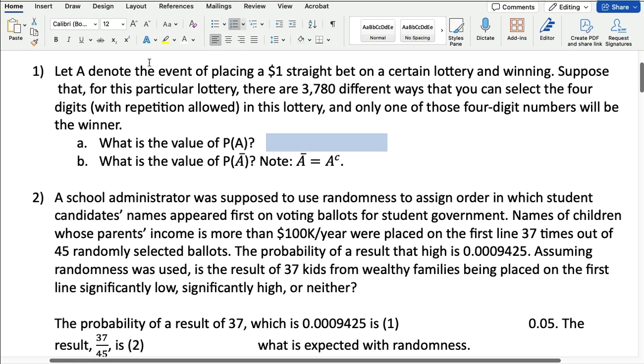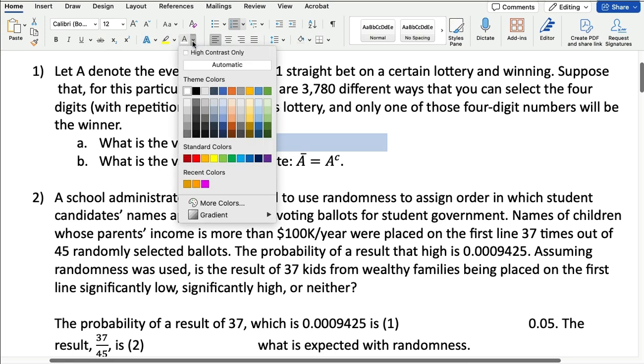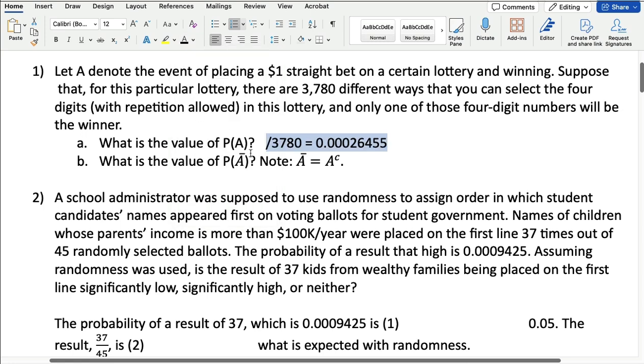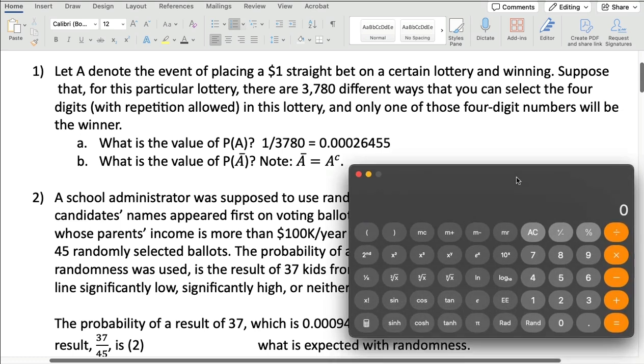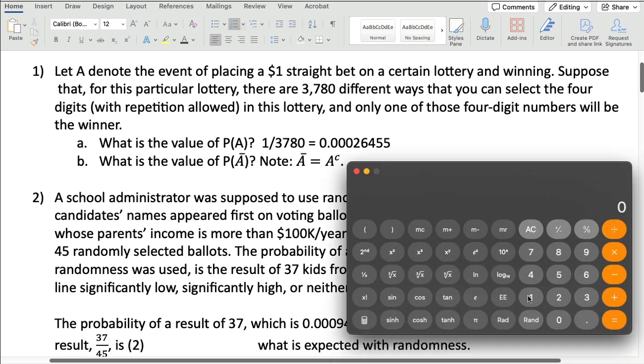So basically we're going to take that number 1 and divide by 3,780, and that's going to give us our answer. You literally just have one chance out of 3,780 of winning. You can either express that answer as a fraction, or you can do it as a division problem on a calculator. So you can bring up a calculator and calculate 1 divided by 3,780.